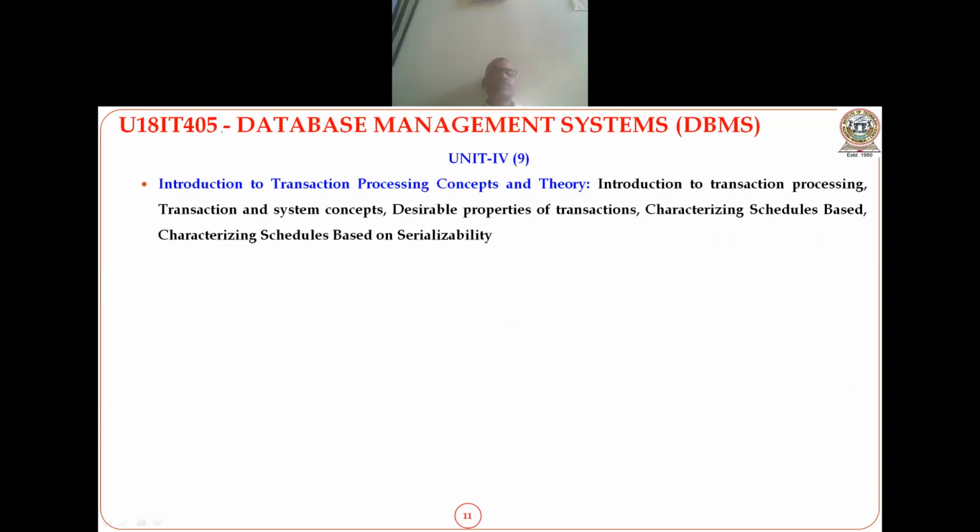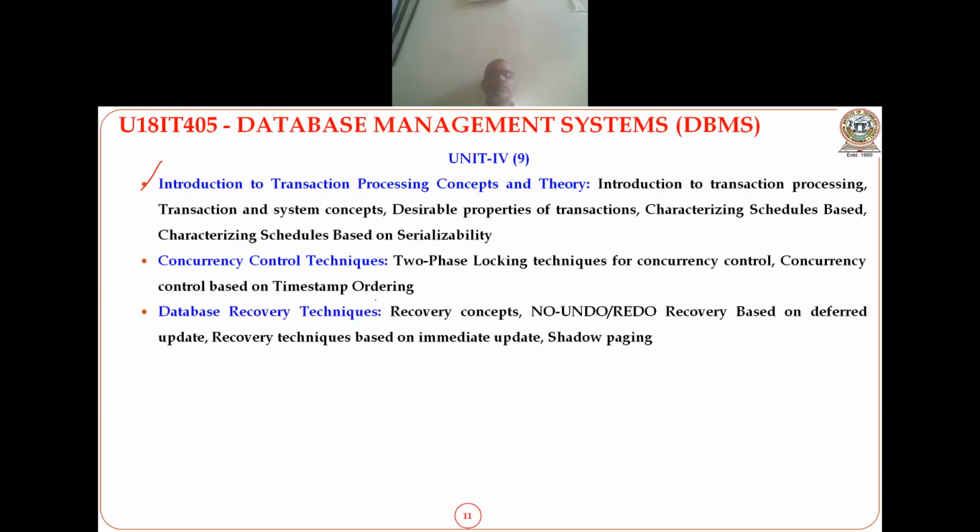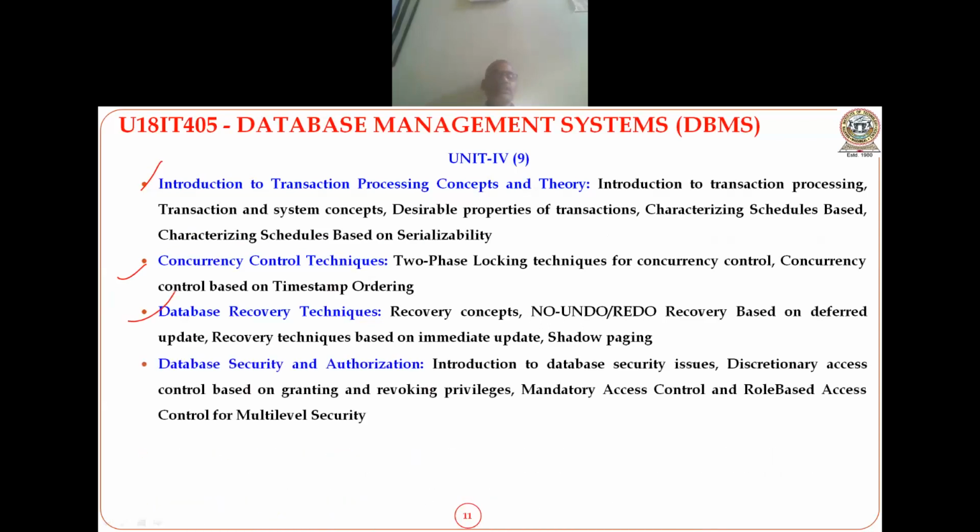In the fourth unit, we are going to learn about the concepts of transaction processing and concurrency control techniques, as well as database recovery techniques. We are also going to discuss database security and authorization techniques in this fourth unit.